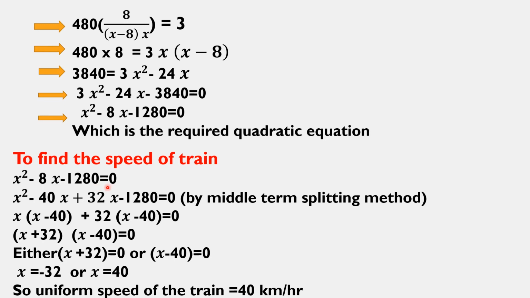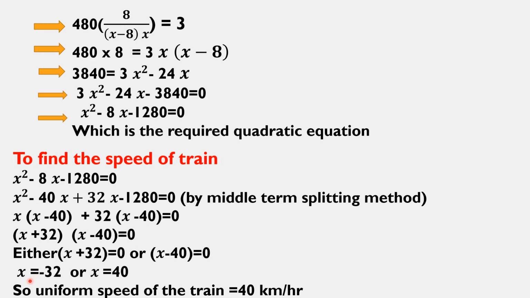On applying the middle term splitting method, here we get x square minus 40x plus 32x minus 1280 equals 0, because you have studied such a method in your previous classes also. So finally we get, with the common factor, x plus 32 into x minus 40 equals 0.